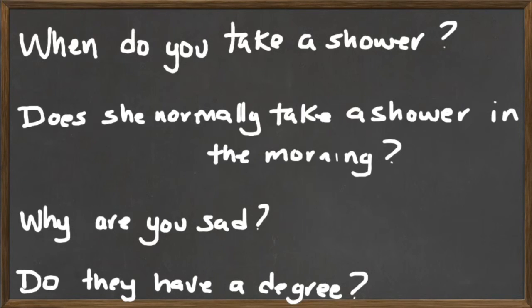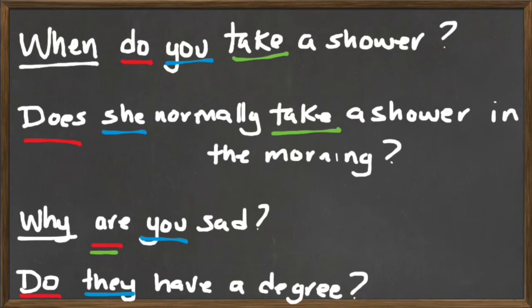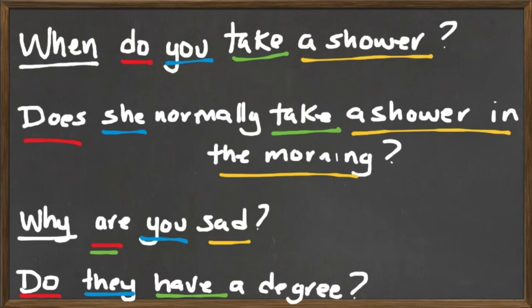I have more examples here, and I'll show you right now that we have a question word. I will show you right now that the formula is always followed. Auxiliary: do, does, are, and do. Now we have a subject, yes: you, she, you, and they. Do we have a verb? We also do. Take, have, and the verb to be. And do we have a complement? A shower in the morning, sad, and a degree. You see, the formula is always followed.